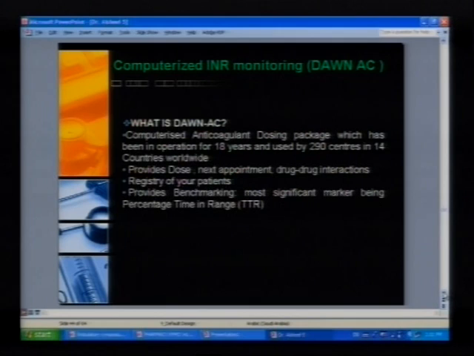And this is computerized INR monitoring. We don't have it here. It's very efficient. It will calculate all the dose for you, the next appointment, time in therapeutic range. It checks drug-drug interactions. It is very friendly to use. And this is the one used in the States.